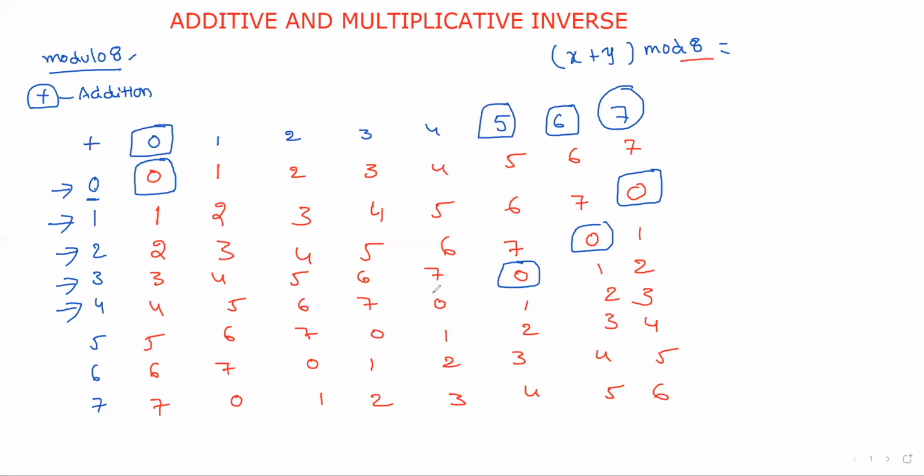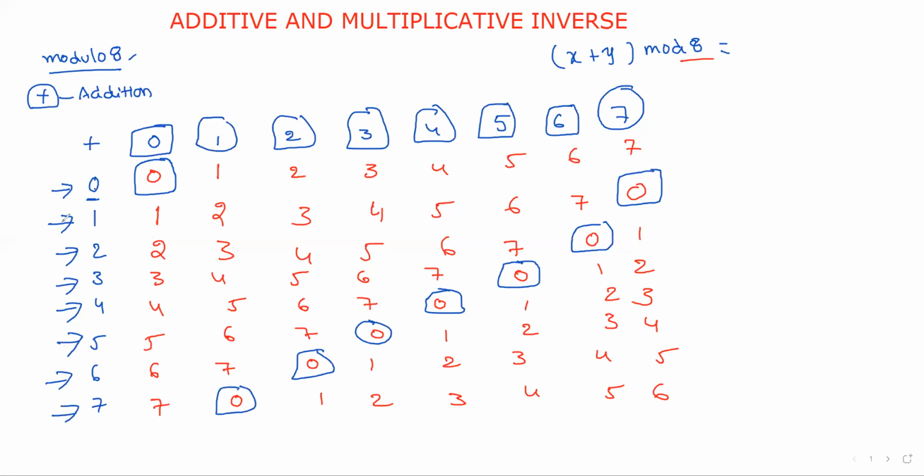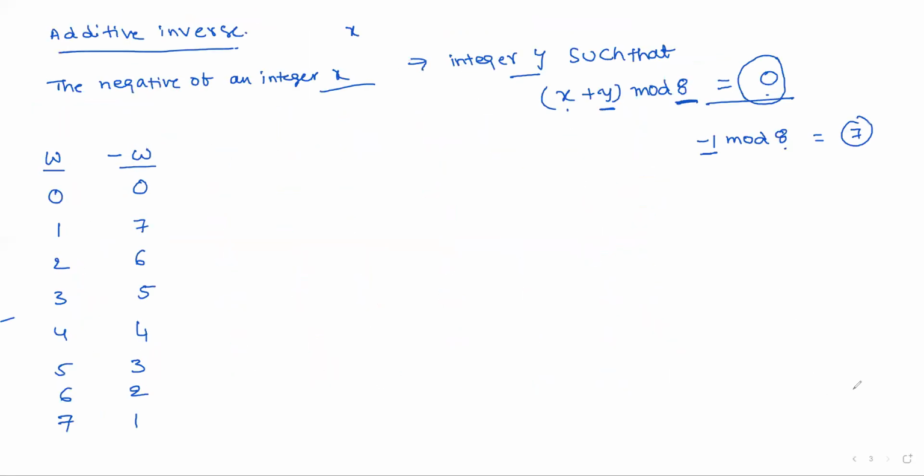Value 4, the additive inverse is 4. Similarly, value 5, the additive inverse is 3. Value 6, the additive inverse is 2. And finally, value 7, the additive inverse is 1. You got it? For each and every row, the cell where 0 occurs, that corresponding column becomes the additive inverse. Or we can use this way: by performing addition with mod 8, the remainder is 0. Both are the same. Now, along with the additive inverse, what do you require?